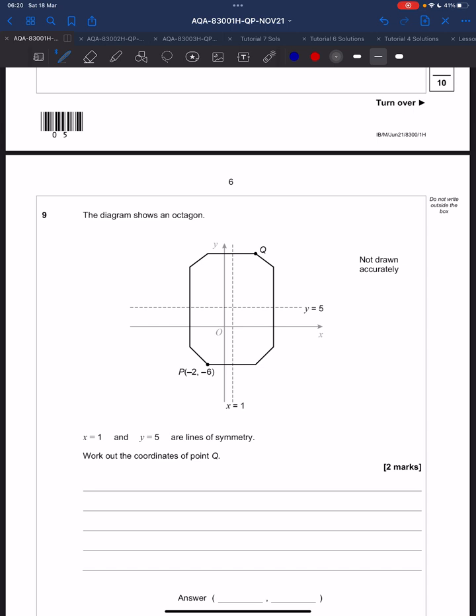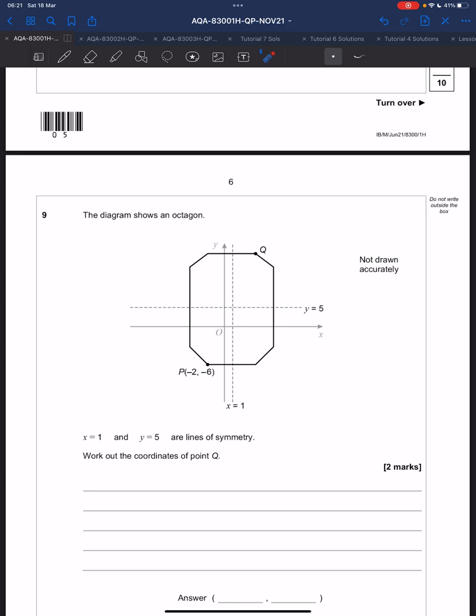Number 9, the diagram shows an octagon, an 8-sided shape. 1, 2, 3, 4, 5, 6, 7, 8. x is 1, it's here. So look, this is the x-axis in grey, this is the y-axis. We've got x is 1 there, and y is 5 across there, and they're lines of symmetry. So that means that y is 5 is going to be halfway up that way. x is 1 is going to be halfway between those two.